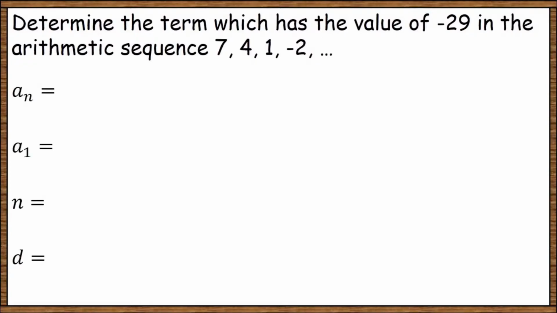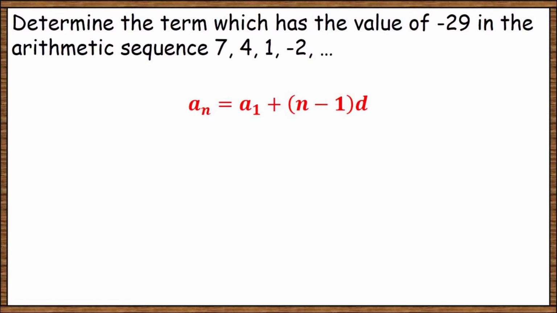Tingnan natin ang mga given. Given na ang value ng ating a sub n. Ito ay ang negative 29. Ang first term natin ay 7. Samantalang ang ating hinahanap sa exercise number 2 ay kung pang ilang term ang negative 29 sa sequence. Ang common difference naman ng sequence ay negative 3.